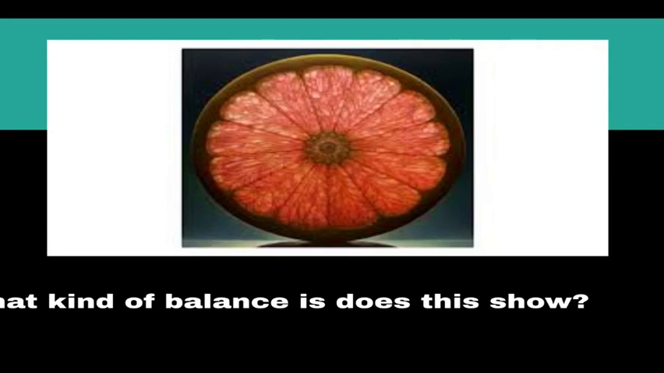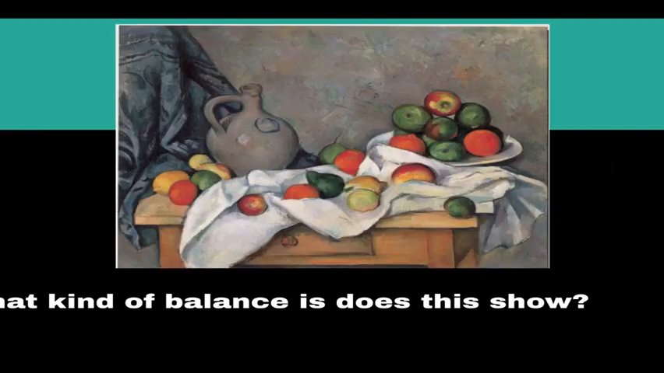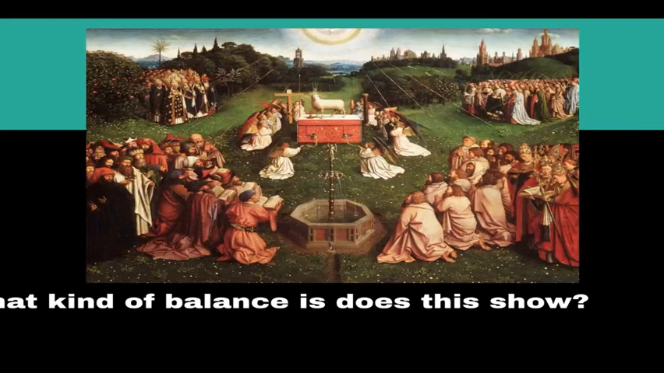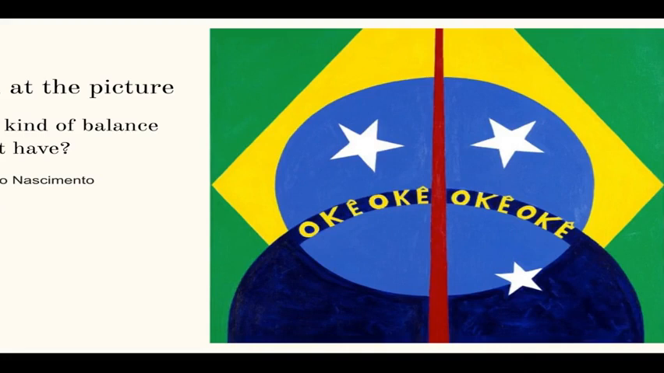What kind of balance does this show? What kind of balance does this show? What kind of balance does this show? Let's look at this picture. What kind of balance does it have? This is Abdias do Nascimento, who is a Brazilian artist. Please make your choice.